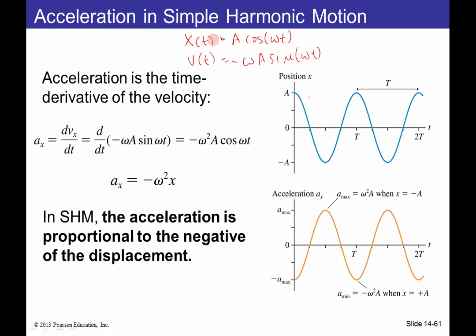If you compare this with the position equation, you can simply write that the acceleration is minus omega squared x. So this is the position, and this is the acceleration. When the position is A, the acceleration has its negative maximum, and it goes up and down with the same frequency as the position.